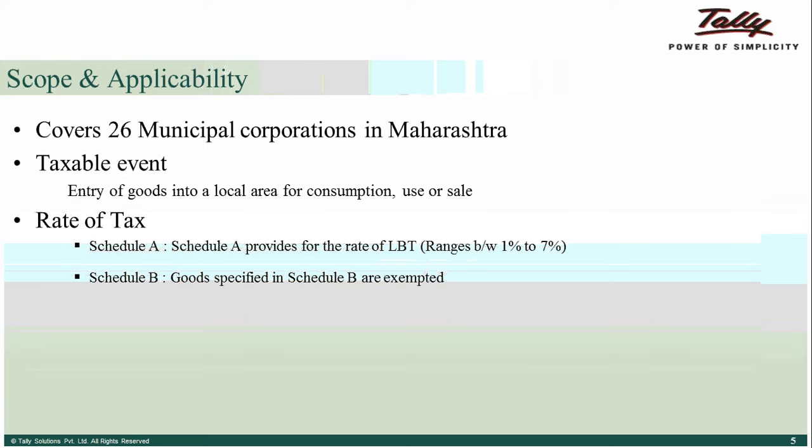Then, coming to the rate of tax. For deciding the rate of tax, there are two schedules, Schedule A and Schedule B. Schedule A covers the rate of LBT applicable on the goods, and Schedule B contains the goods for which the LBT is exempted.